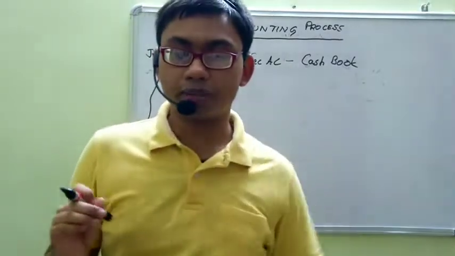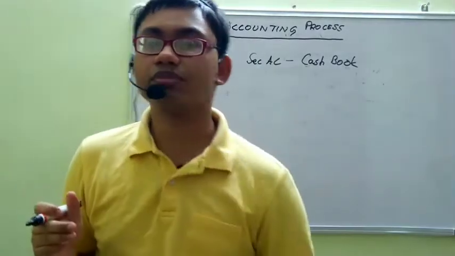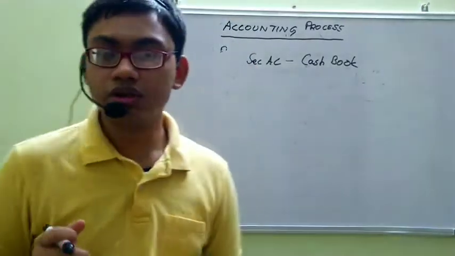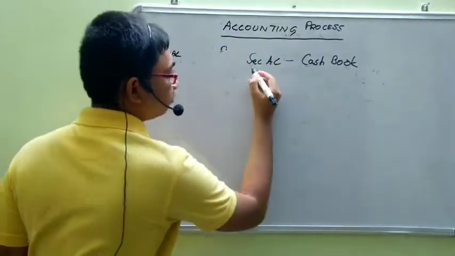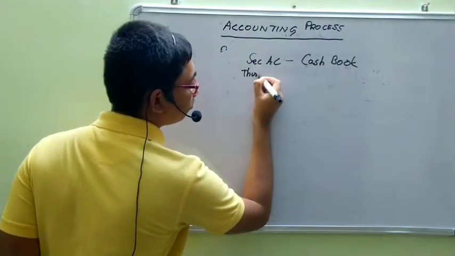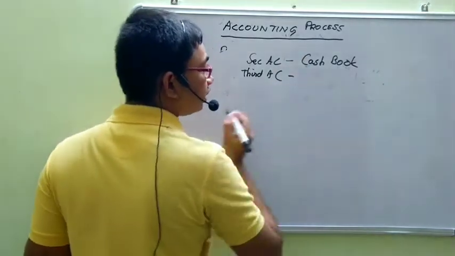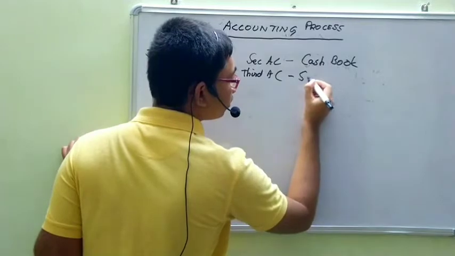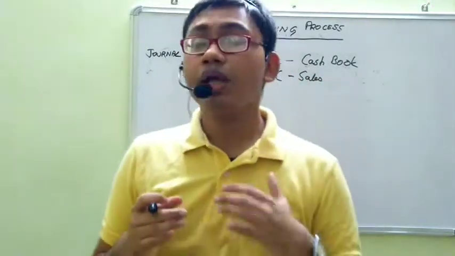Now, there is another person coming. He is saying, I am sale. The ticket master is asking, sir, are you cash sale? No, sir, I am credit sale. So where does that person go? He goes to the third AC. And this third AC is called the sales book, not sales ledger, sales book.